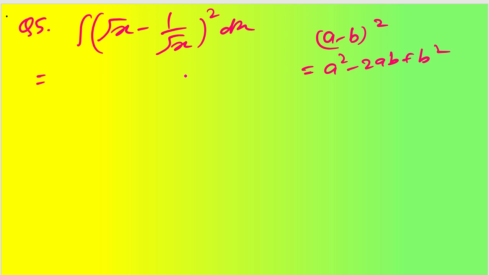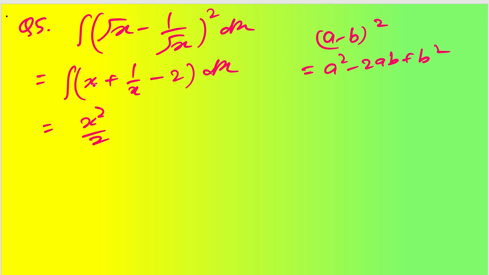So what will happen? Integration of root x square will be x plus, let us say, 1 by root x whole square is 1 by x, and then minus 2ab, root x got cancelled, so minus 2. Now you know this is a function that can be easily integrated. What will happen? Integration of x is x square by 2 plus integration of 1 by x is log x. Then you have integration of minus 2, that will become just minus 2 times x plus c. So this is your answer.